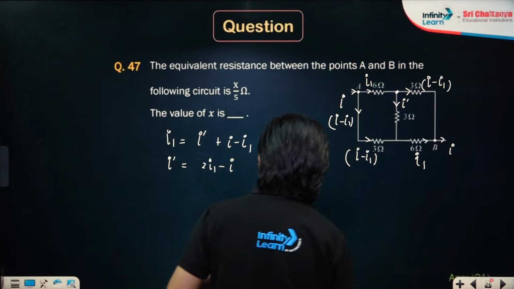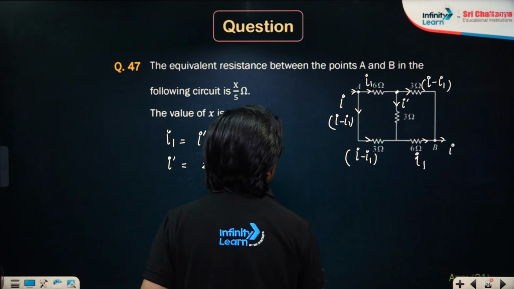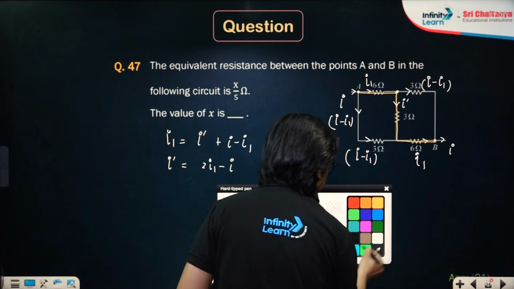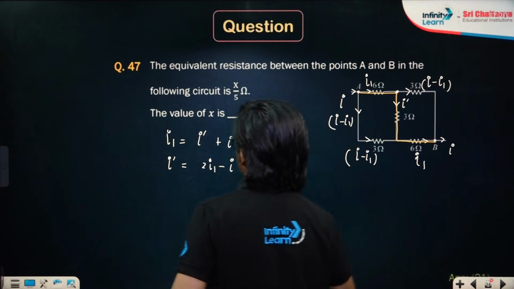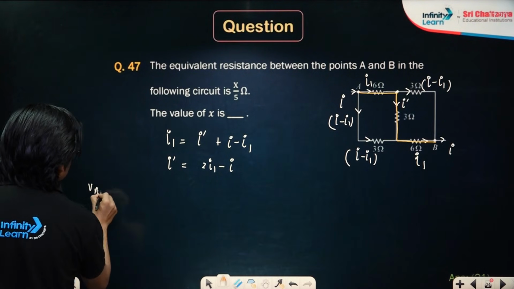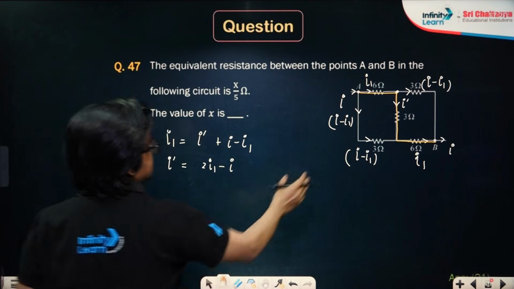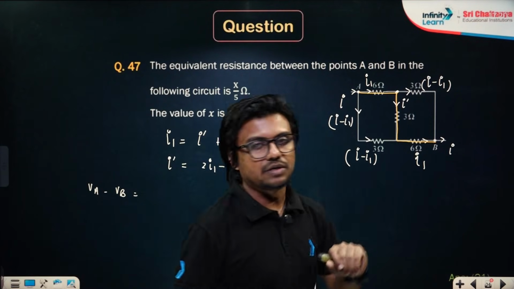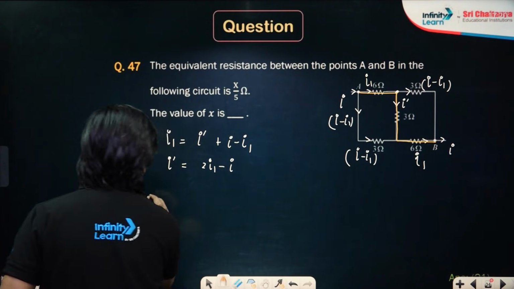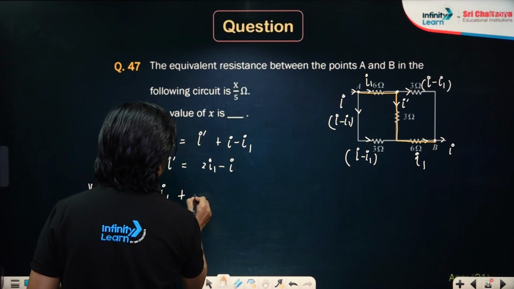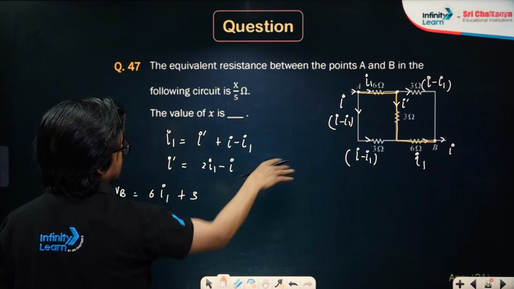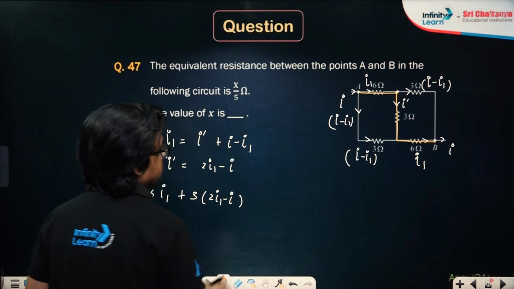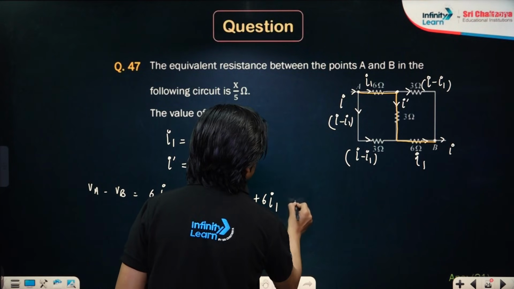Now suppose you take this path and write the potential difference between A and B. Along this path, how can you write it? You can write VA minus VB. That is equal to the potential drop across 6 ohm plus the potential drop across 3 plus the potential drop across 6. So this is 6I1 plus 3 into I dash, and that I dash is 2I1 minus I, so I am directly writing here 2I1 minus I, plus 6I1. That is the first equation.